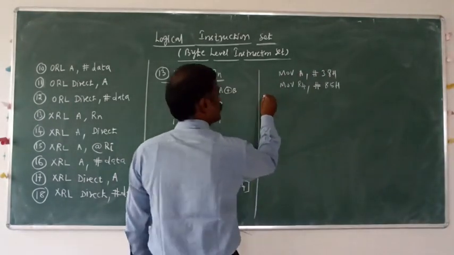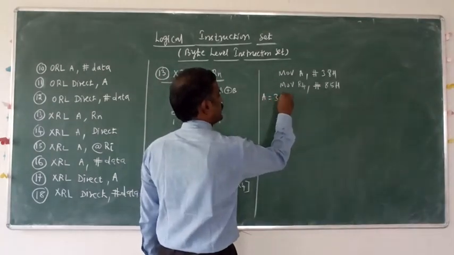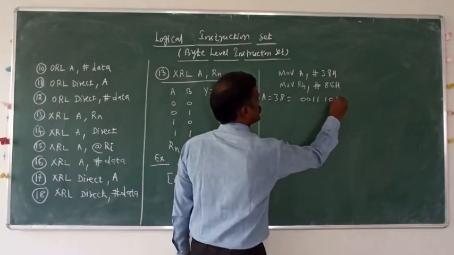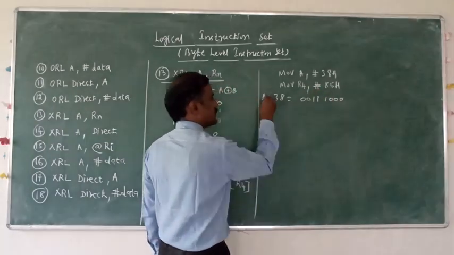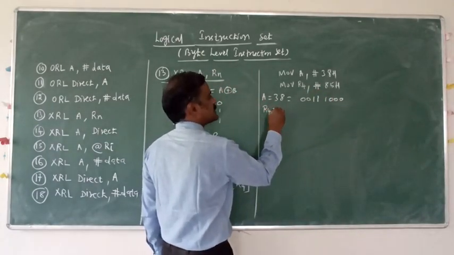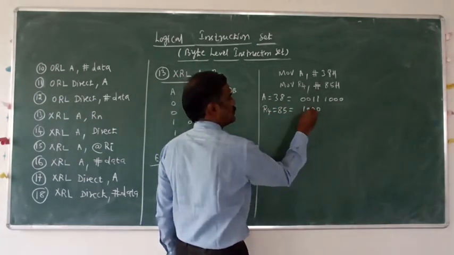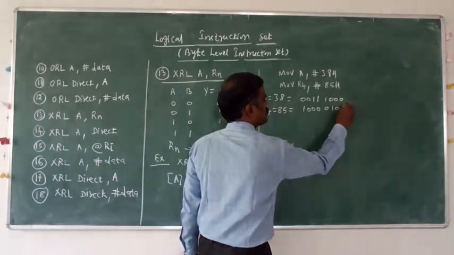Now register A equals 38. 38 means 0011, 8 means 1000. Next one, the R4 register is 85, 1000 and 5 means 0101.